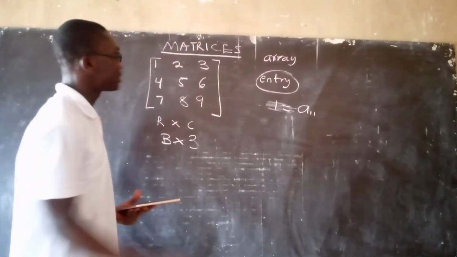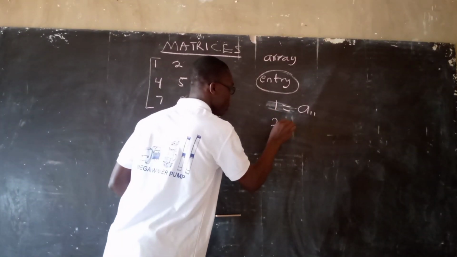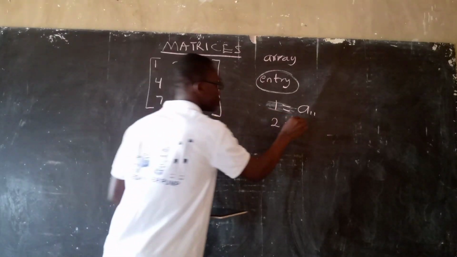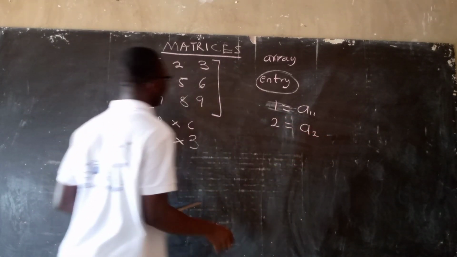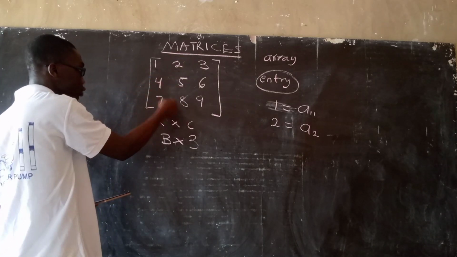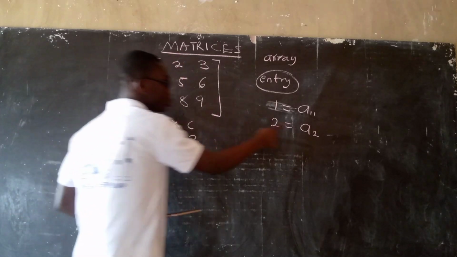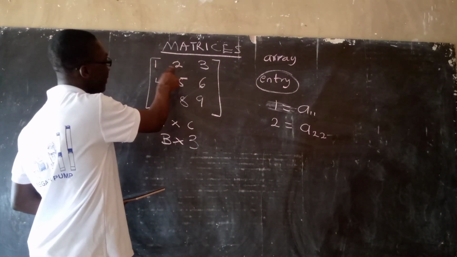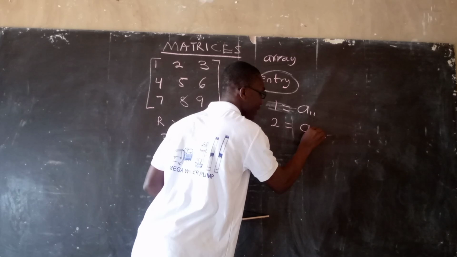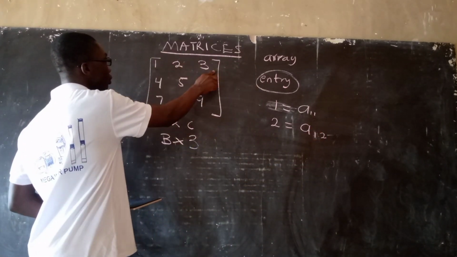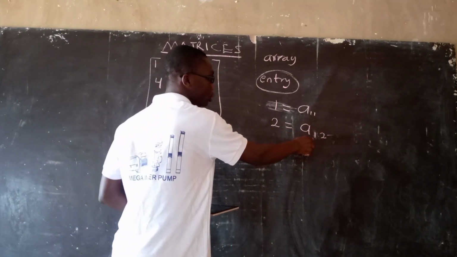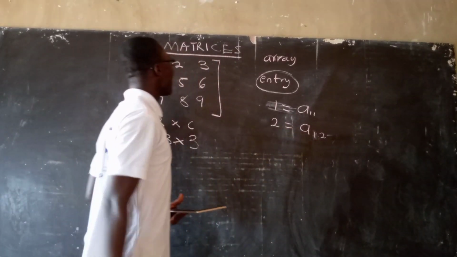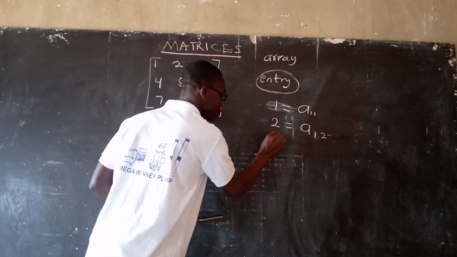Now how can we address 2? We can address 2 by saying that 2 is in the first row, and it's in the second column. So first row, second column. This is how to address 2: A12.